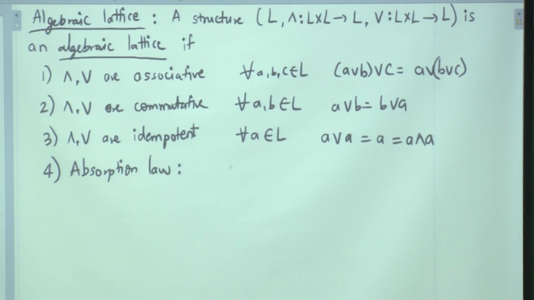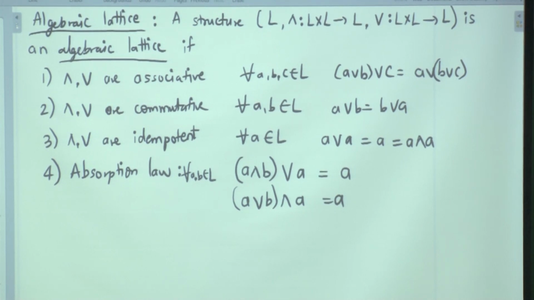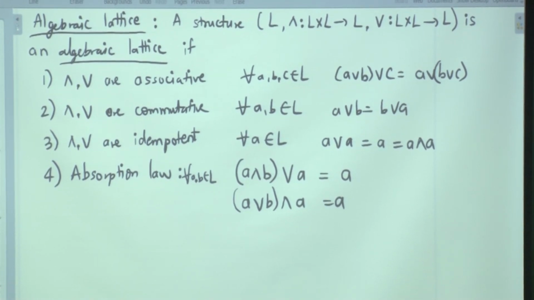So there are two absorption laws. First one is A meet B join A is equal to A, and A join B meet A is equal to A. So B doesn't matter. For all A, B, we have these two absorption laws. So this is an algebraic lattice. It doesn't give you any intuition where those elements are sitting because there is no less equal. How do we define less equal from this?